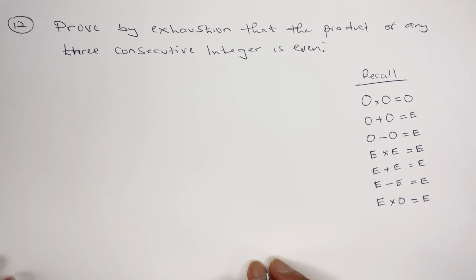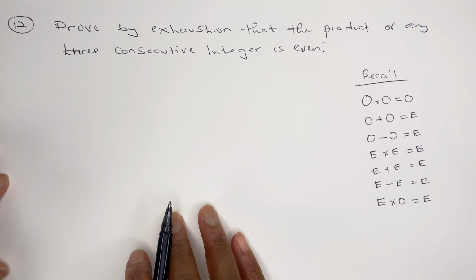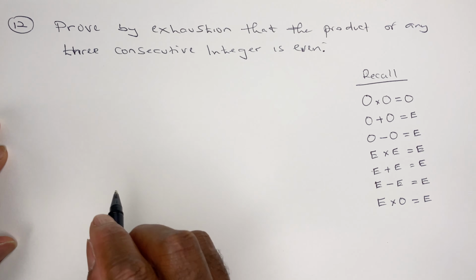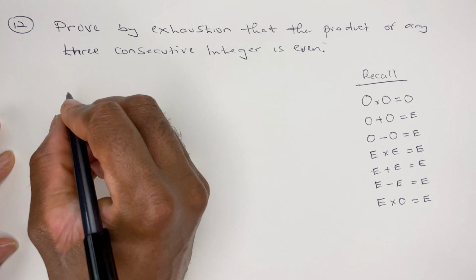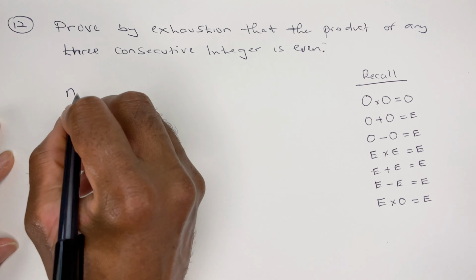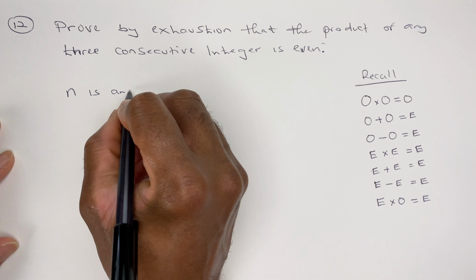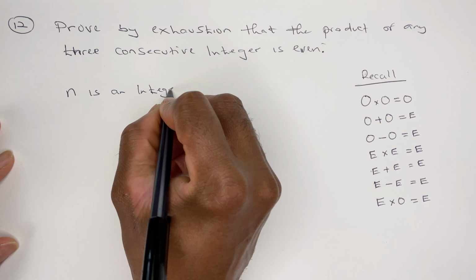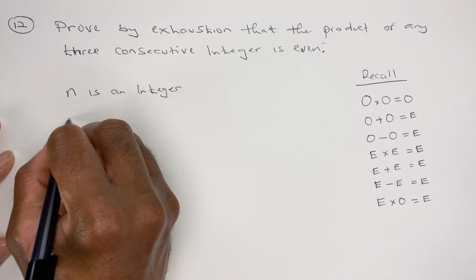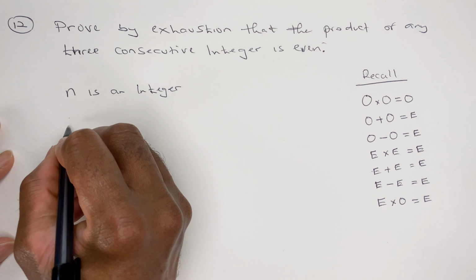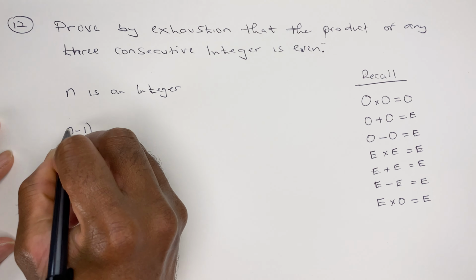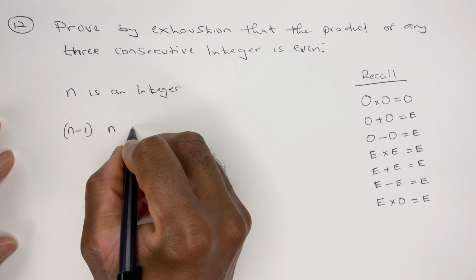Now, most of these recall we're going to use in this situation. We're going to let n be an integer. So n is an integer. And then if n is the first integer, the integer before n will be n minus 1, and then we have n, and then we get n plus 1.